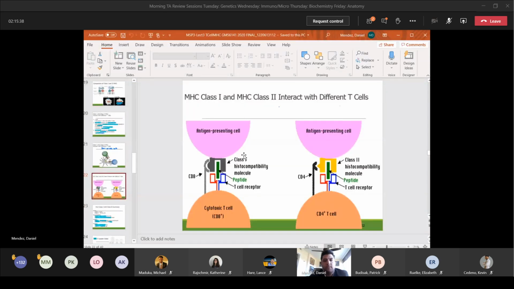So once again, same thing. This is just showing you how it looks when it's presented. So the class 2 goes to the CD4, and the class 1 goes with the CD8. Make sure you know which cell does what. Cytotoxic, so it's going to induce apoptosis. This one is going to allow for class switching of IGs.